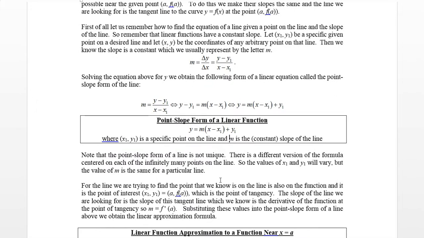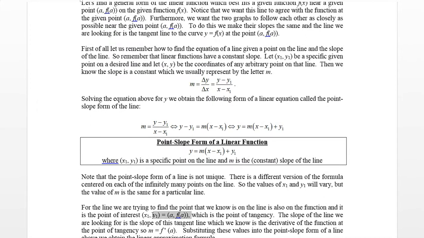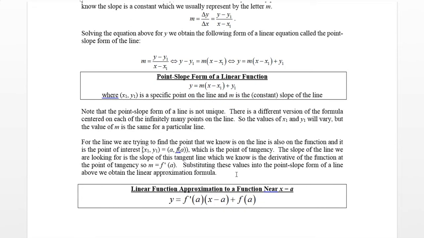Now, the line that we're looking for, let's remember, is going to be related to this function y equals f of x. It's going to go through this point a, f of a. So this point x1, y1 is actually a, comma, f of a. And, of course, the slope is the slope of the tangent line, which we know is the derivative. So we're going to substitute the slope equals f prime of a. Substituting those into our formula above, we replace m by f prime of a, we replace x1 by a, and we replace y1 by f of a, and here we have the equation of the tangent line.